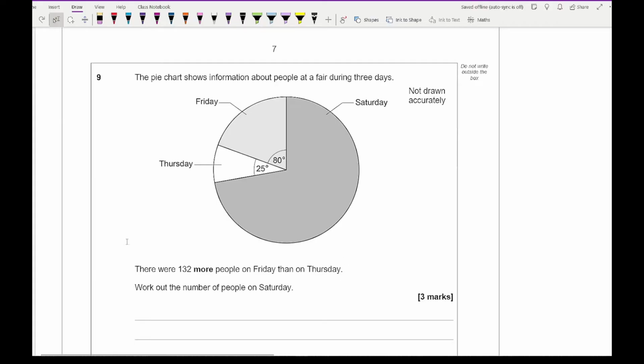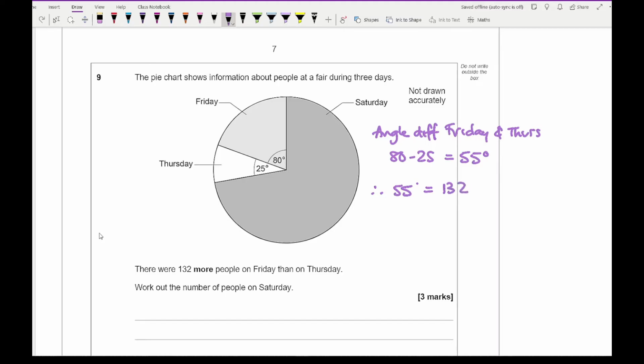There were 132 more people on Friday than there were on Thursday, and the question is asking us to work out the number of people on Saturday. So let's have a look at what this is then. If we look at the angle difference between Friday and Thursday, we know that is going to be 80 minus 25, which gives me 55 degrees. So that means that 55 degrees is equal to 132 people, and that's given by the information that's given here.